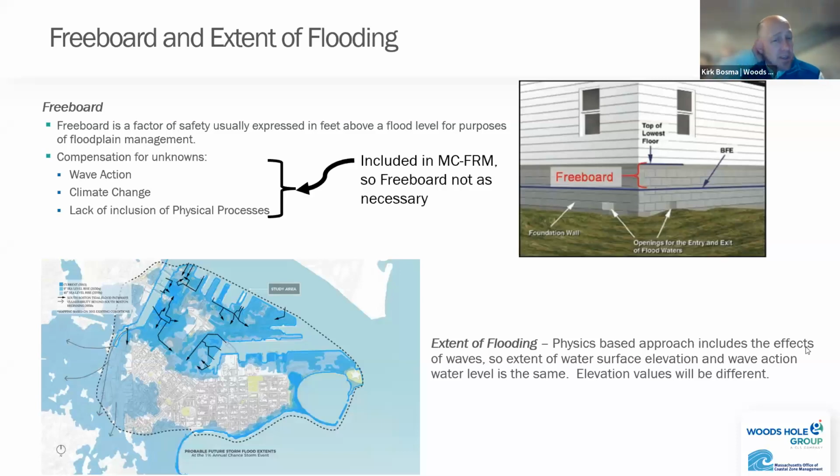But for MC-FRM, we don't have freeboard included as absolutely necessary because we're compensating for those unknowns, number 1. And number 2, if you look at how sea level rise is in the projections of that, there's a massive uncertainty between those different levels. And so we're at that high end, that 99.5% not to exceed level already. So we don't believe there's any reason to include freeboard. That doesn't mean you can't include it if you'd like to, but we're saying it's not necessary. So our design flood elevation information, maximum wave action water level, does not include freeboard.